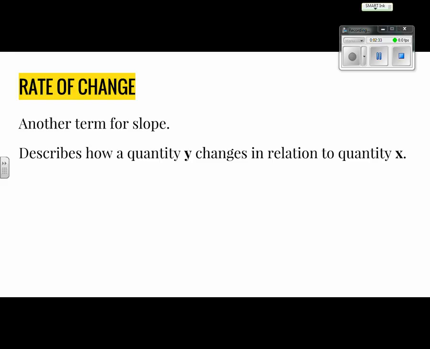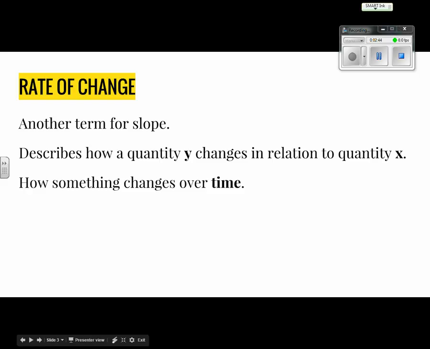Now, this phrase right here describes how a quantity y changes in relation to a quantity x. A lot of times that quantity x is time when we're talking about rate of change. So it's usually, not all the time, but usually how something changes over time. For example, speed is a rate of change, miles per hour. How many miles are you going per hour? That is a rate of change.